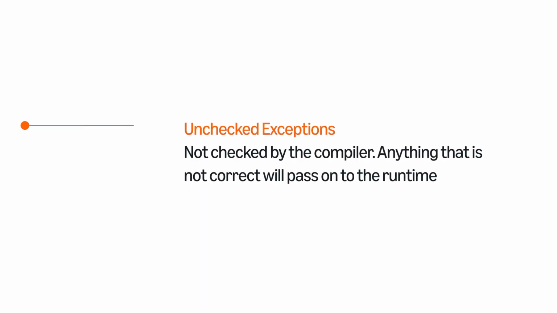In the case of unchecked exceptions, there is no checking by the compiler. So, if there is something that's not correct, it will pass on to the runtime. Then, at runtime, it explodes and everything comes to a standstill. These exceptions are usually caused by programming errors, such as invalid calculations or accessing objects that do not exist. Let's explore how these two exception types might appear in your code.